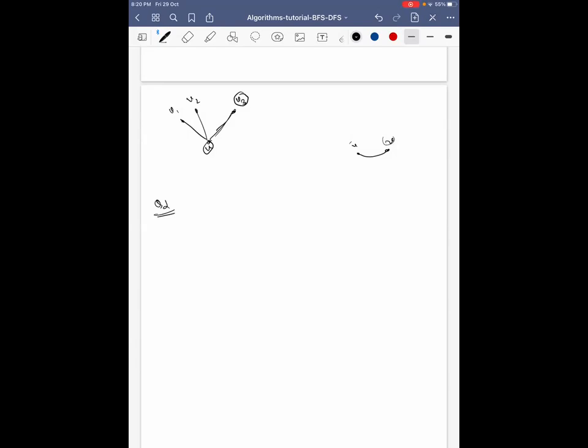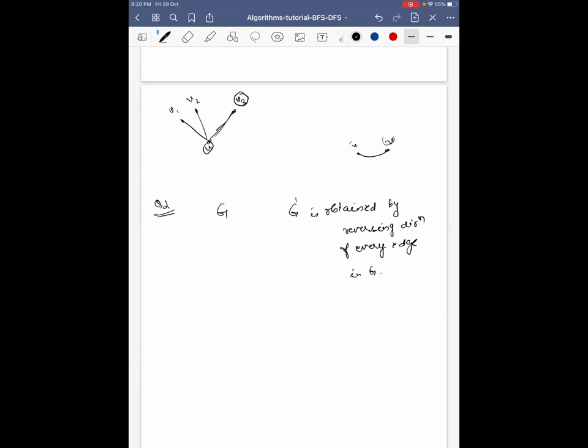Okay. So G is your original graph. G dash is obtained by reversing the direction of every edge in G.